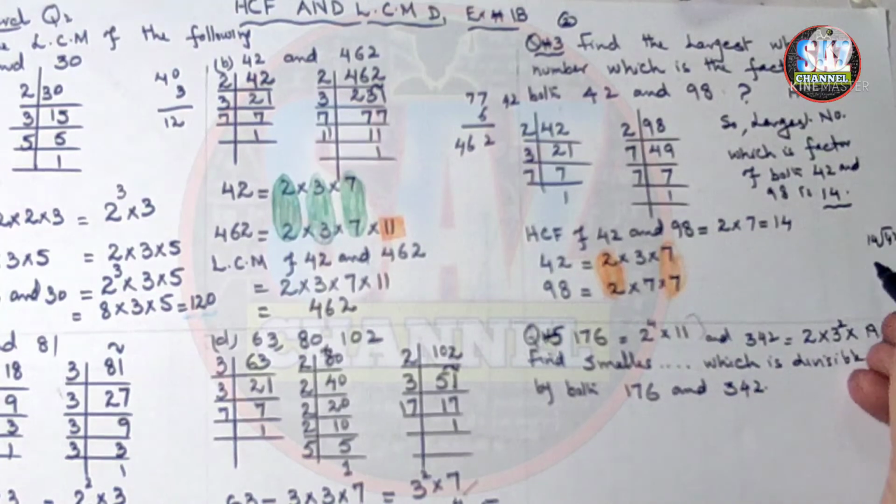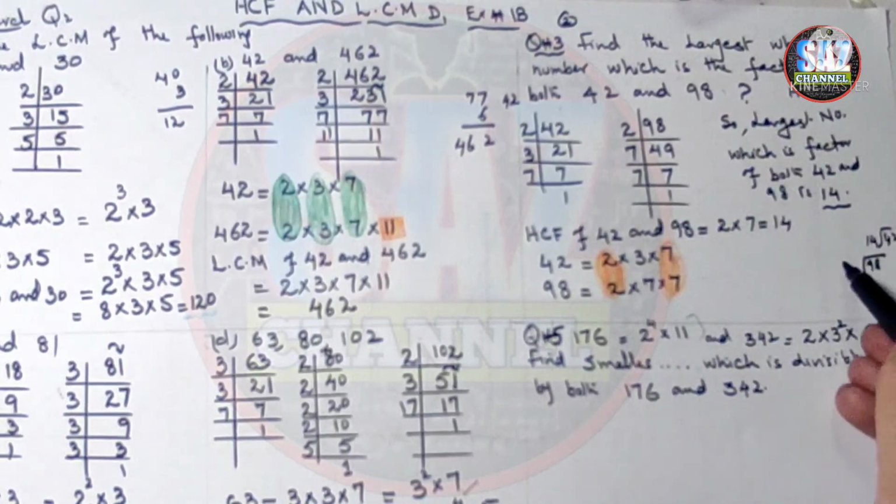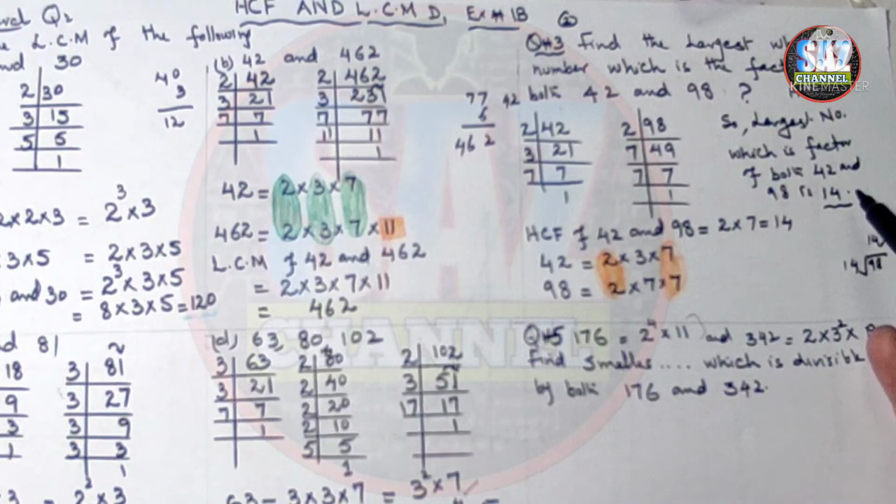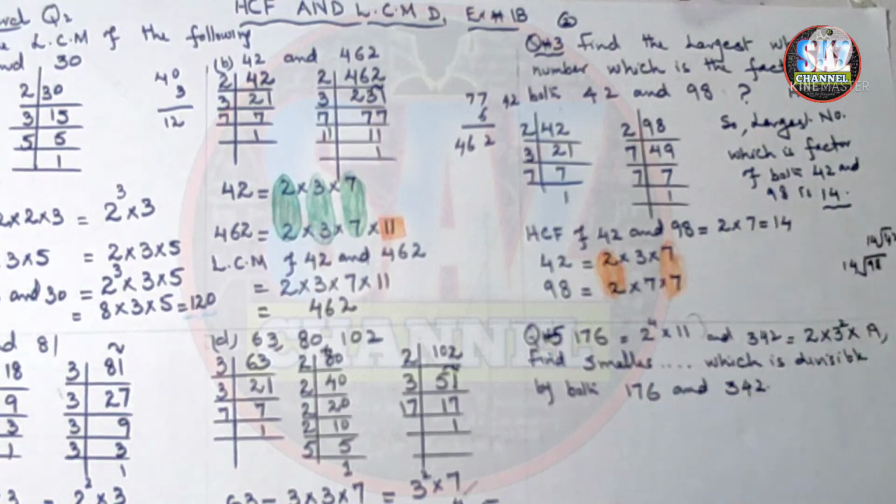And if we divide 98 by 14, will we get the remainder 0, or can we divide 98 completely by 14? 14 how many times is 98? 7 times. So we can see that 14 is the largest number which is a factor of both 42 and 98.